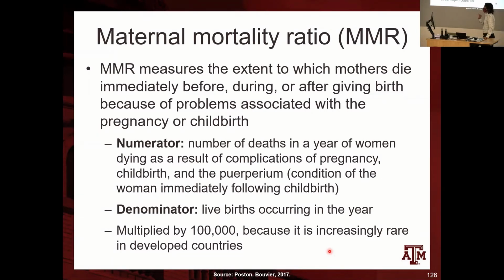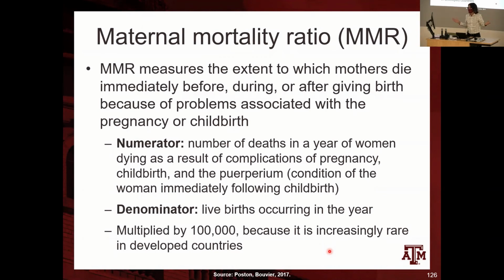Why is this indicator called a ratio and not a rate? We discussed the difference between ratios and rates at the beginning of the semester. In rates, in the denominator, we count people who have the risk or have the chance of experiencing the event that's being measured in the numerator. In a ratio, we are comparing two different groups. The denominator doesn't go to the numerator.